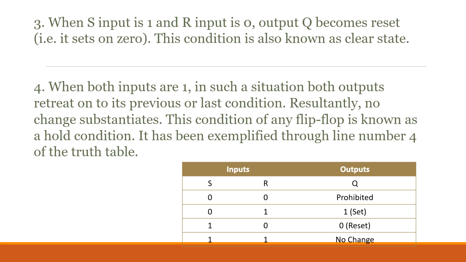Type 3, when S input is 1 and R input is 0, output Q becomes reset, that is, it sets on 0. This condition is known as clear state.